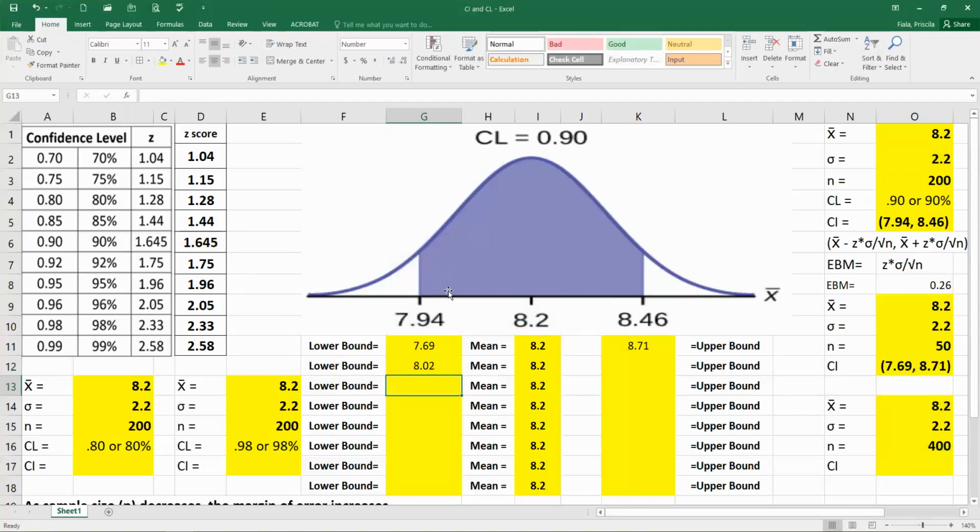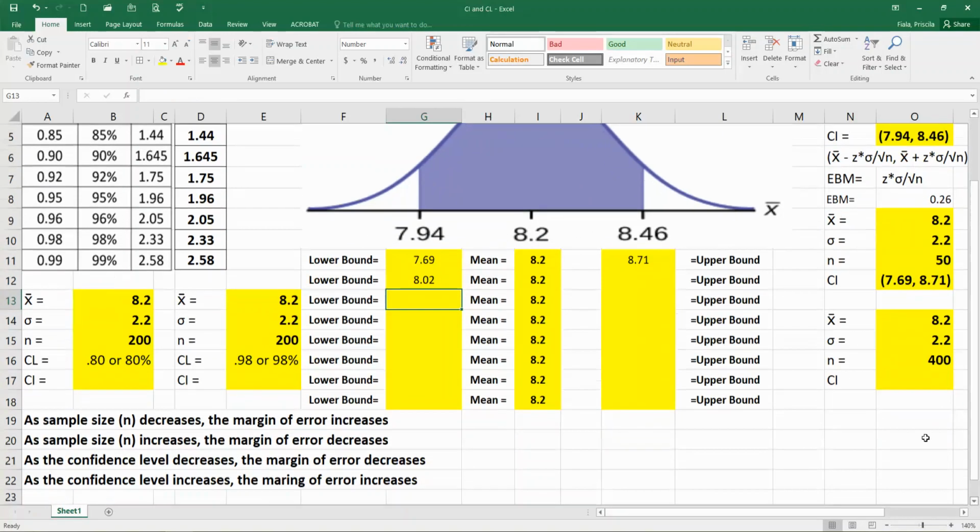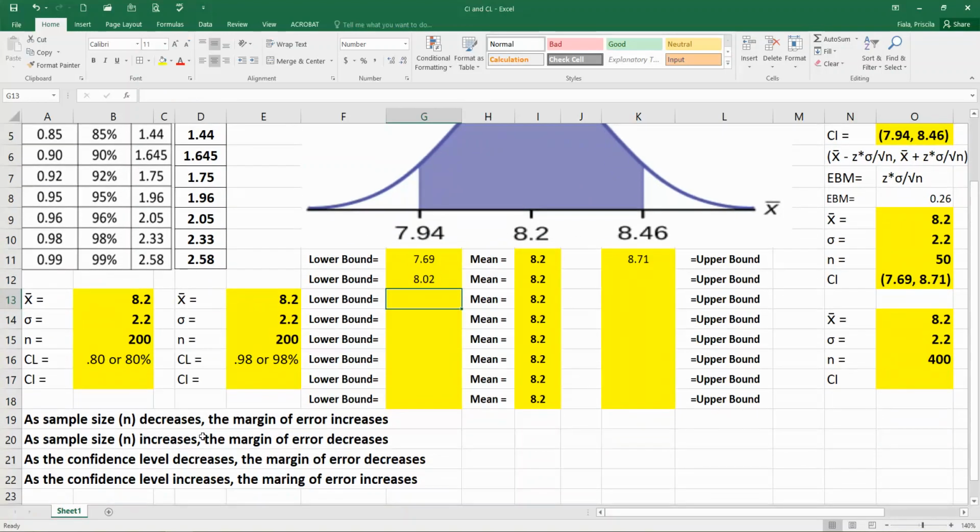okay, look, 8.02, it went higher because as my sample size increases, my margin of error decreases and gets closer to my mean. So let's do it on the other side.